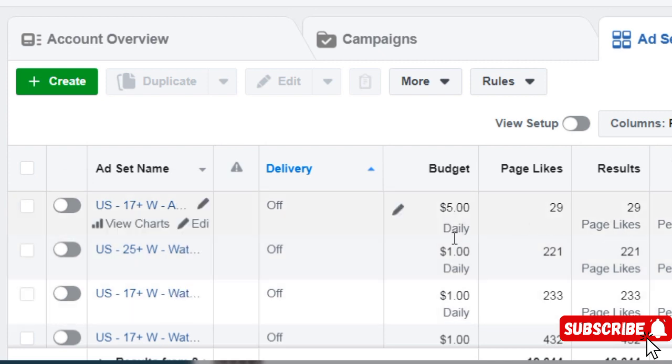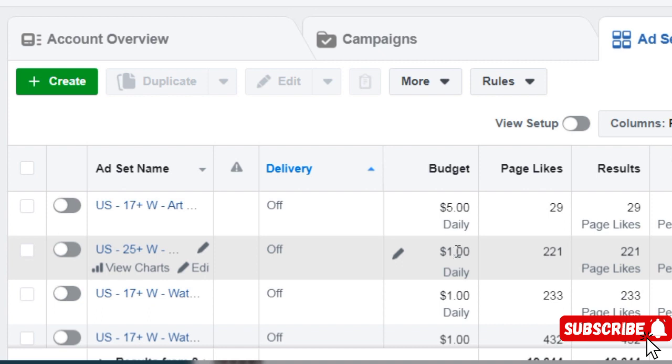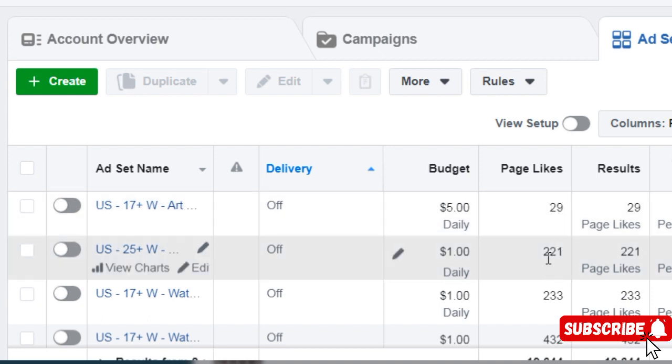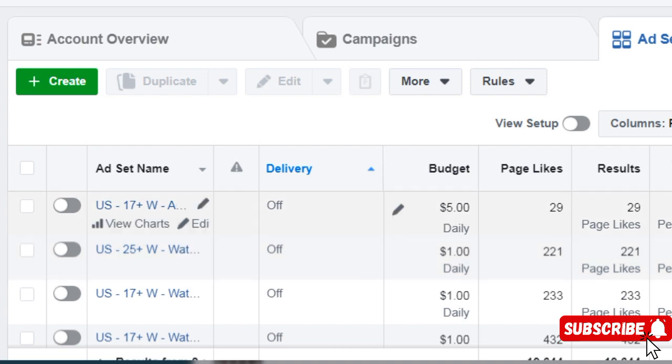So generally speaking, we'll run daily budgets of about $1 to $5. Now you can see some of these are getting 29 likes, 221 likes, and then you can see the results. And then of course you can see the cost per result. So some of these are getting about 9 cents a like. And then some of these are getting 3 cents or 1 cent. And then some are getting 34 cents.